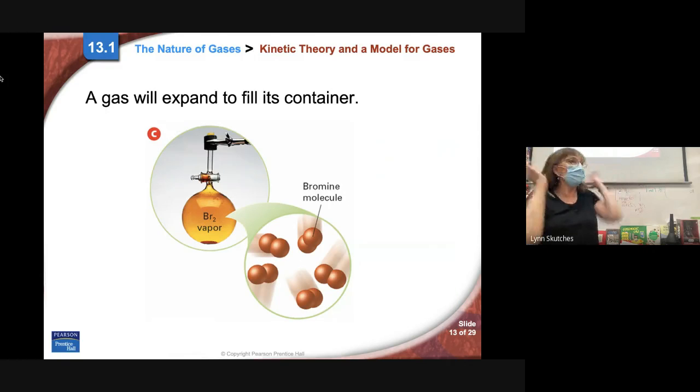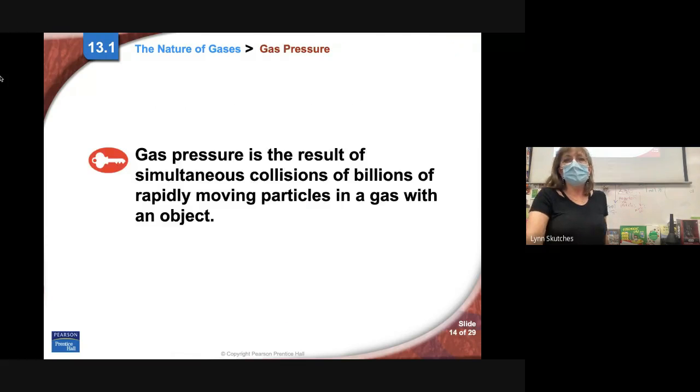Gases will always fill the container that they're in to the best of their abilities. They'll keep going until they run into the walls, and then they'll bounce back again. Most gases are colorless and odorless. Bromine happens to be brown and has a weird odor too.